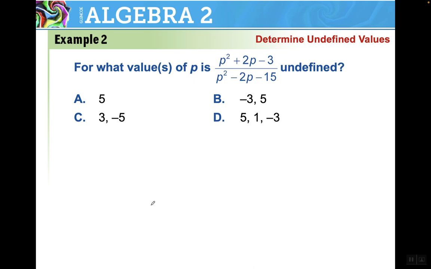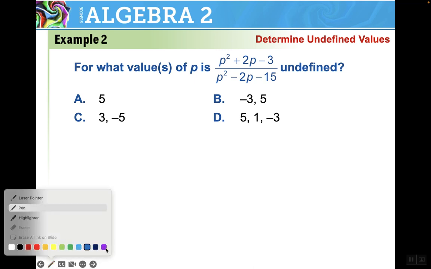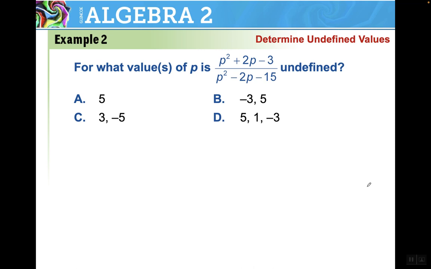Okay, this one looks a little different, but we're going to do it the same way. It says, for what value or values of p is this expression undefined. I'm going to change my color here. So we need to factor the denominator and set it equal to 0.